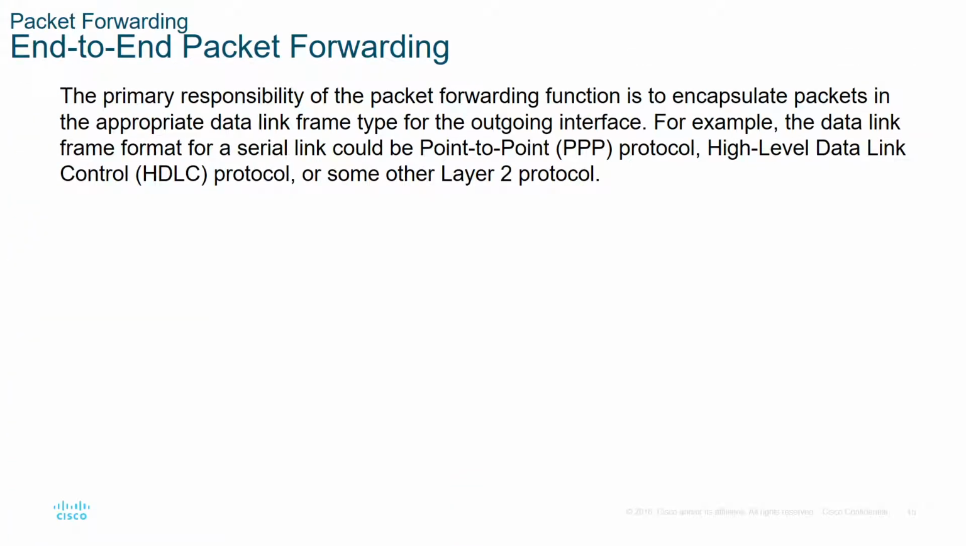End-to-end packet forwarding. The primary responsibility of the packet forwarding function is to encapsulate packets in the appropriate data link frame type for the outgoing interface. For example, the data link frame format of a serial link could be Point-to-Point Protocol (PPP), High-level Data Link Control (HDLC) protocol, or some other layer 2 protocol.